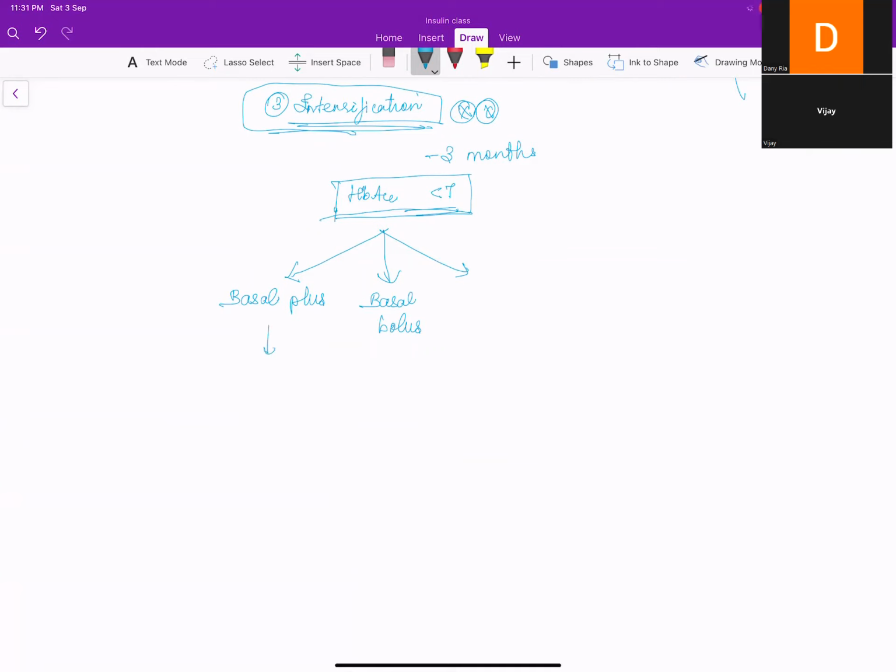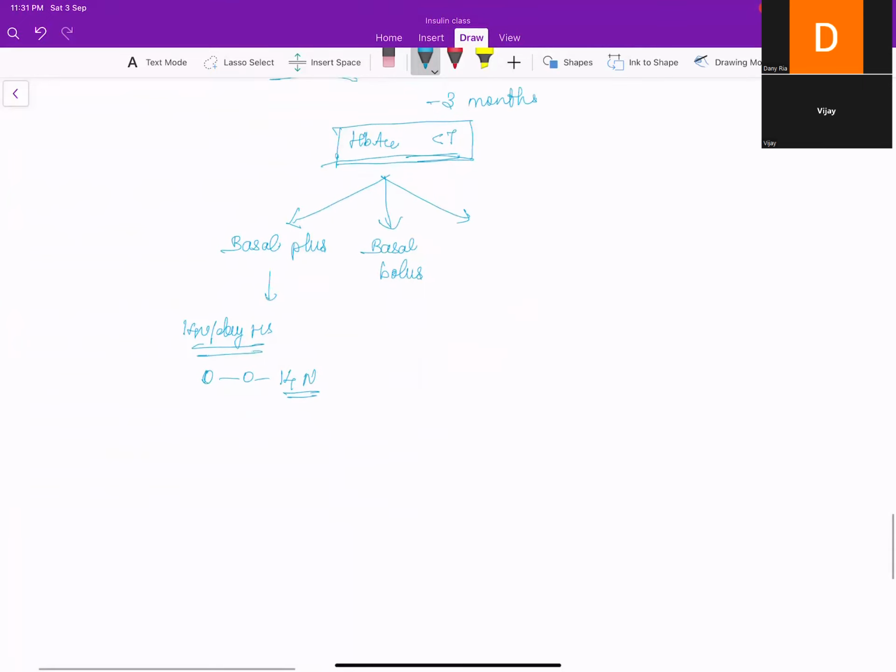The same basal insulin is there. For example, we have fixed a basal insulin for a person at 14 units per day. This is the basal insulin he is getting. But this did not control the sugar. So when the HbA1c is high, the next step is we'll try to find out which part of the day he's having a high sugar.